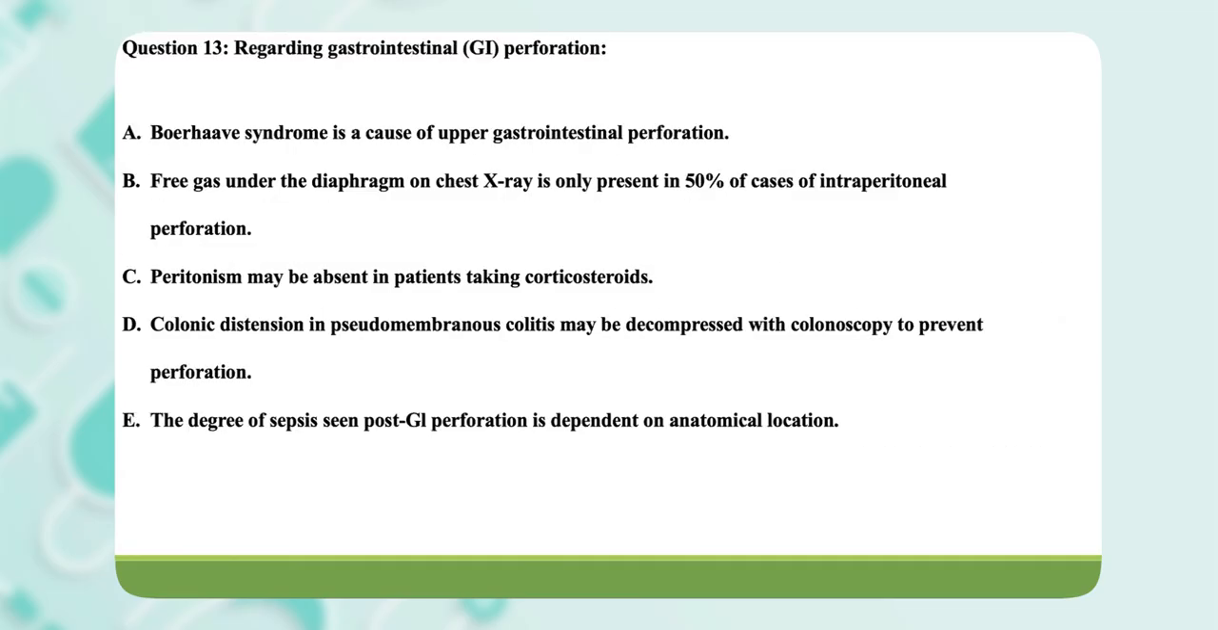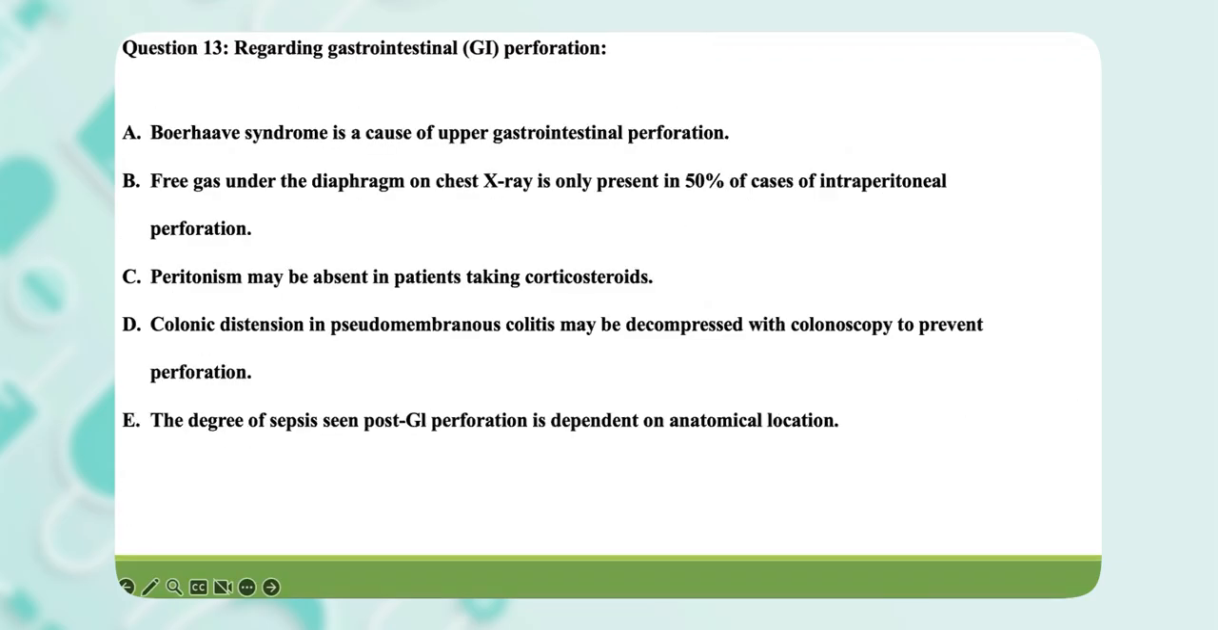Regarding GI bleeding and perforation, again, Boerhaave syndrome is acute upper gastrointestinal perforation, free gas under diaphragm on the chest X-ray only present in 50% of cases of intraperitoneal perforation. Peritonism may be absent in patients taking corticosteroid, and colonic distension in pseudomembranous colitis may be decompressed with colonoscopy to prevent perforation, and the degree of sepsis seen post GI perforation depends on anatomical location. Next, let's see.